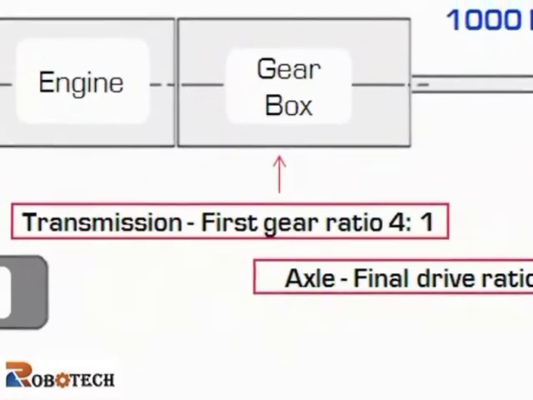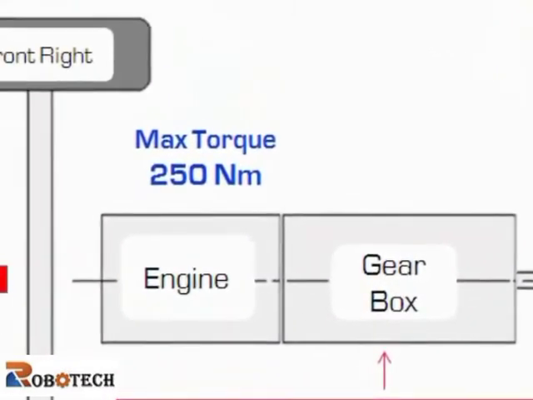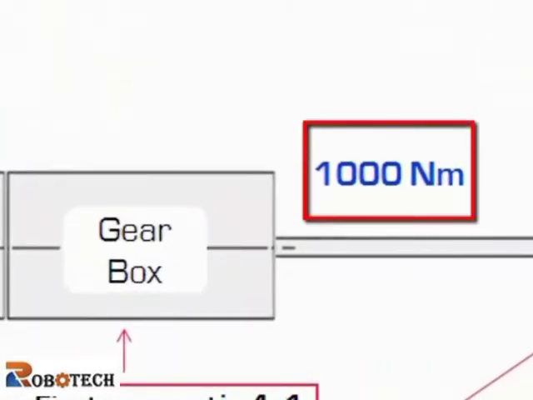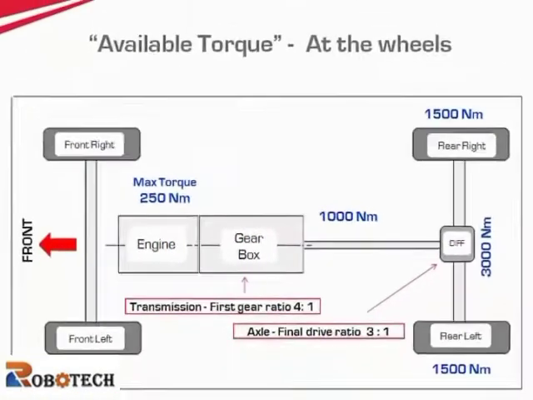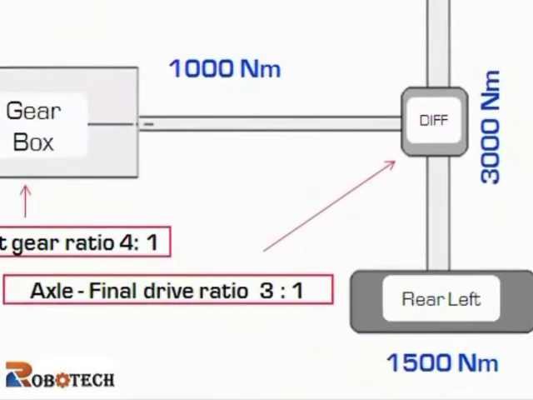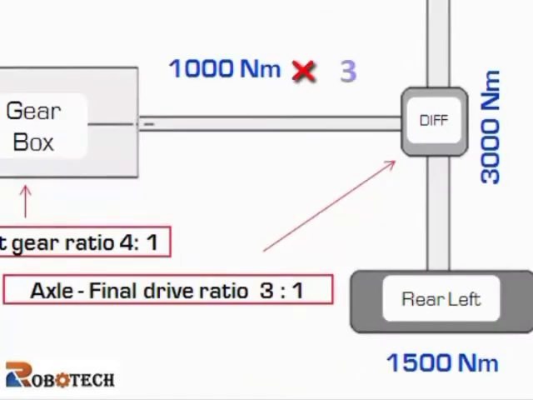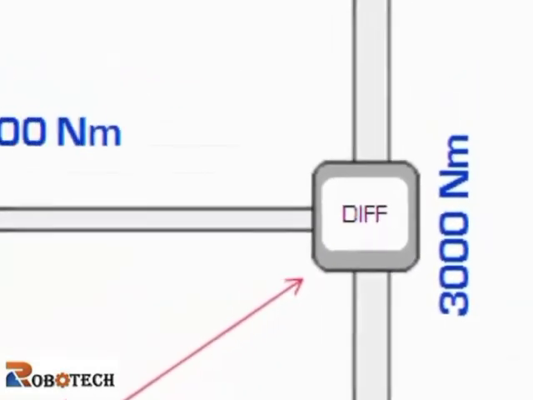When the first gear ratio is 4:1, 250 Nm torque which the engine produces gets multiplied by 4. This way we have 1000 Nm torque which is going towards the rear from the gearbox. Considering the final drive of the axle to be 3:1, you will have another multiplication of 3 to this torque. This will make the torque value shoot up 3 times to 3000 Nm.